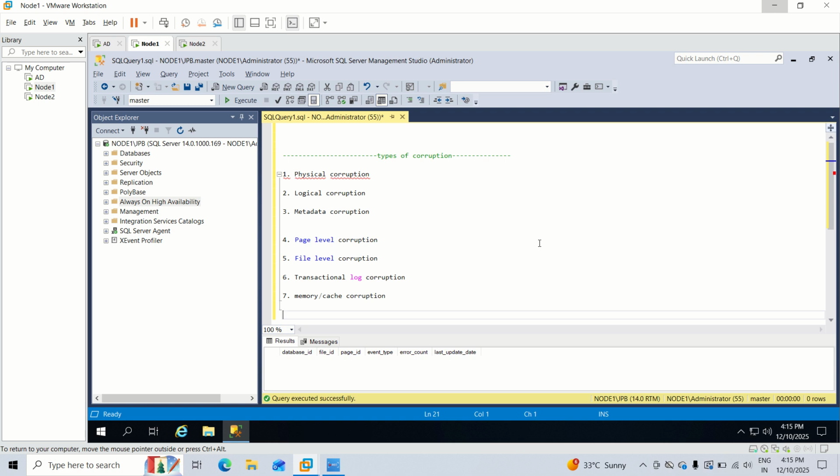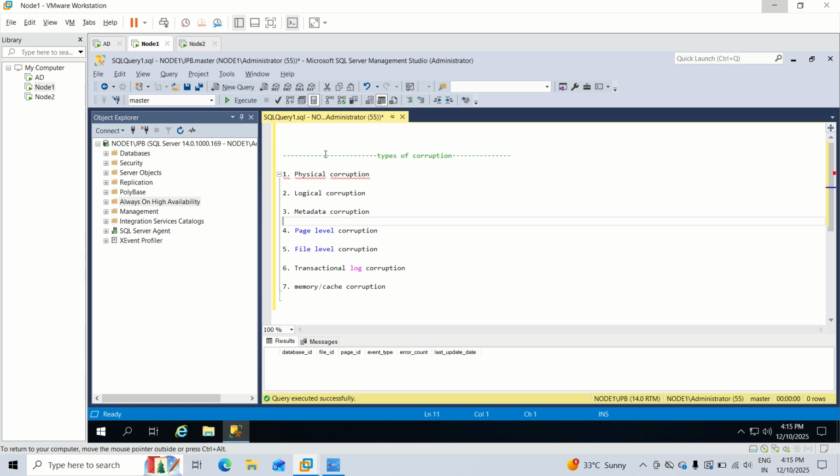So these are the 7 types of corruption in SQL Server: physical corruption, logical corruption, metadata corruption, page level corruption, file level corruption, transaction log corruption, and last one is memory cache corruption.